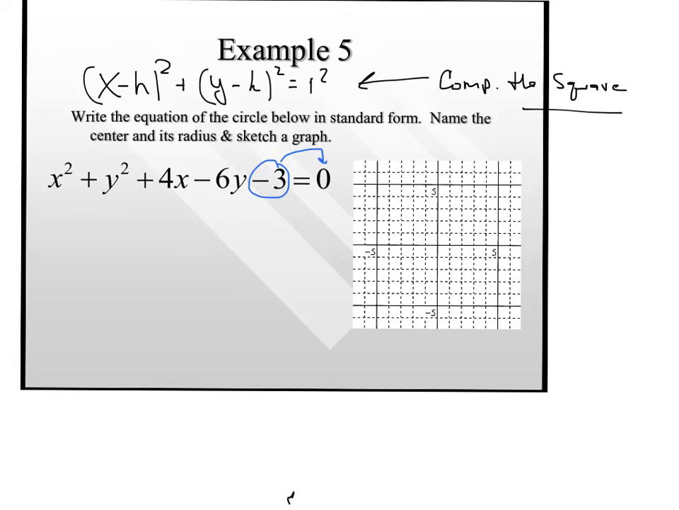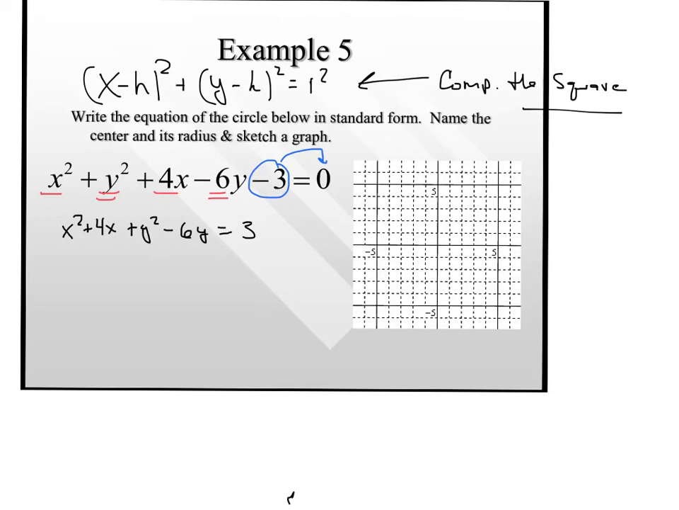So the first step in doing this is I am going to take the constant and move it to the other side. On top of that, I am going to group the terms that are similar, that have similar variables. I'm going to do that all in one step. So I have x² + 4x + y² - 6y = 3.